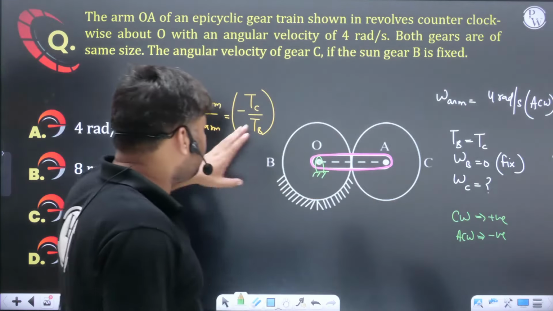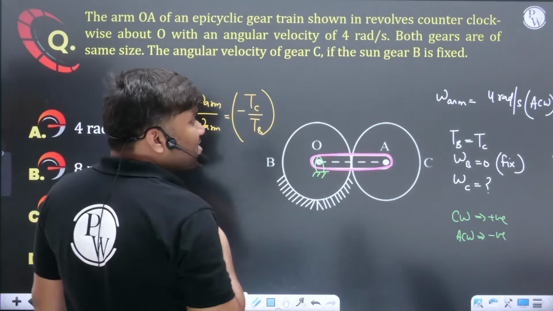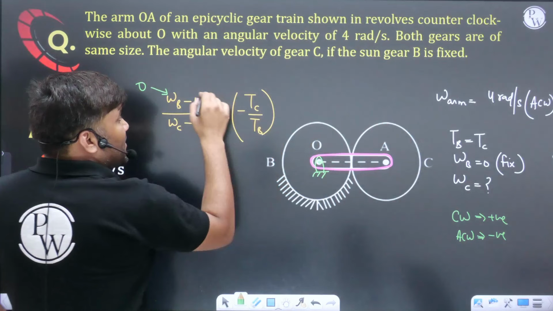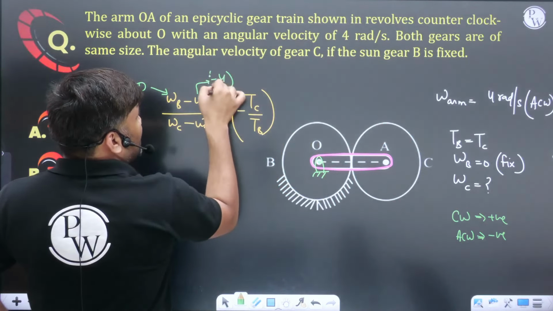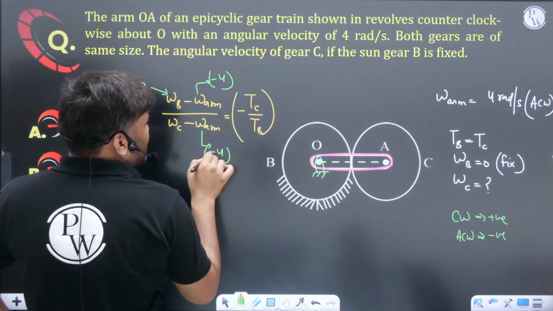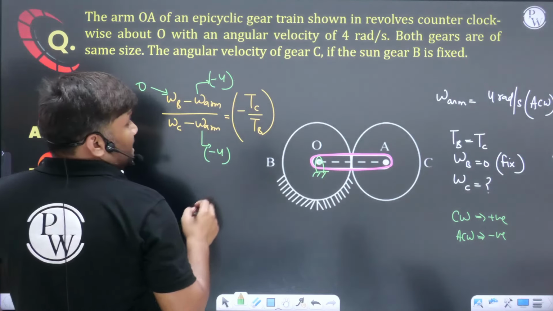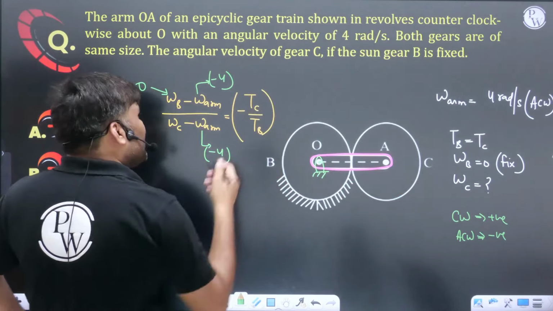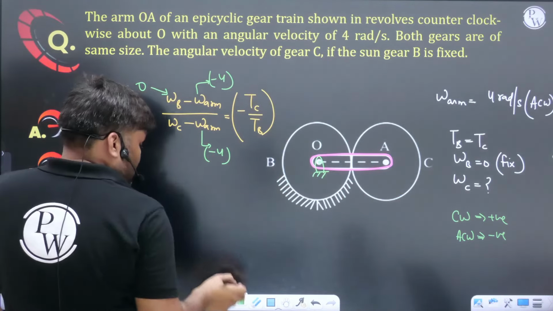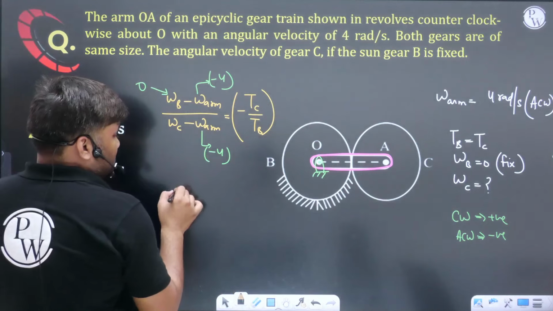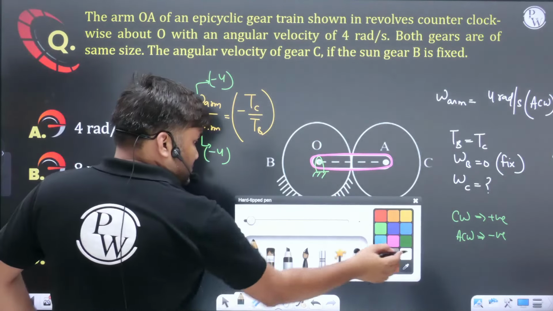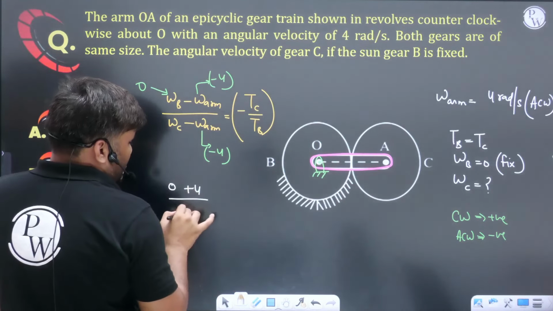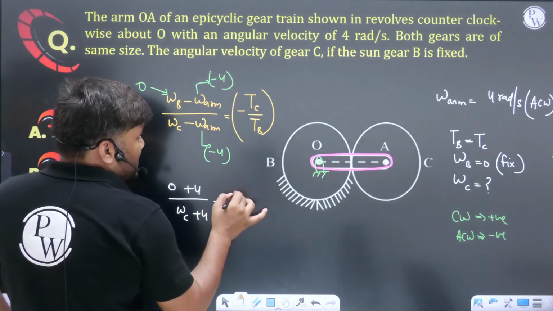I am considering anti-clockwise as negative. The value of the arm's speed is 4 anti-clockwise, that is -4, which you have to put here. Number of teeth: B and C have the same teeth, so TC by TB is nothing but -1. Solving, (0 minus -4), that is +4, divided by (omega C +4) is equal to minus 1.